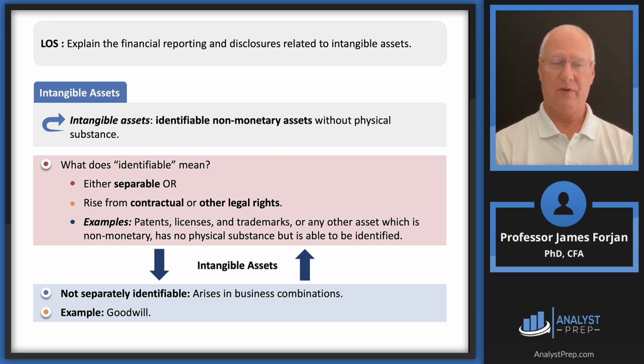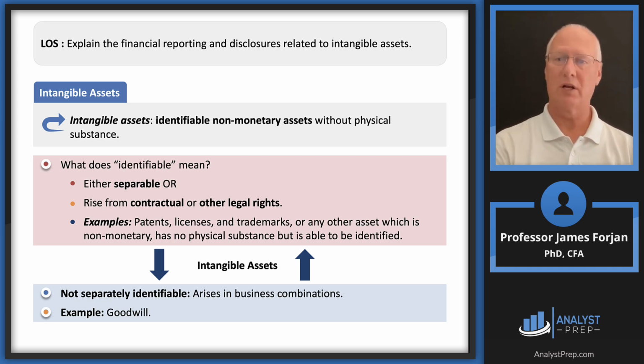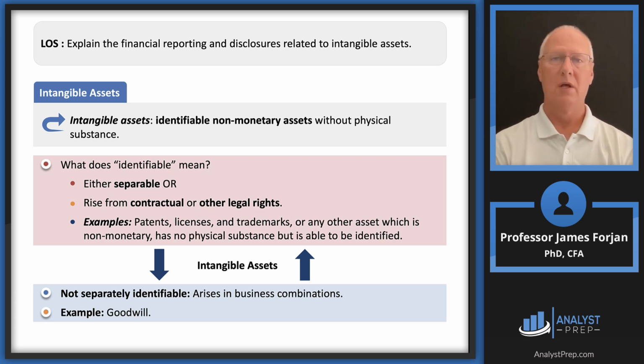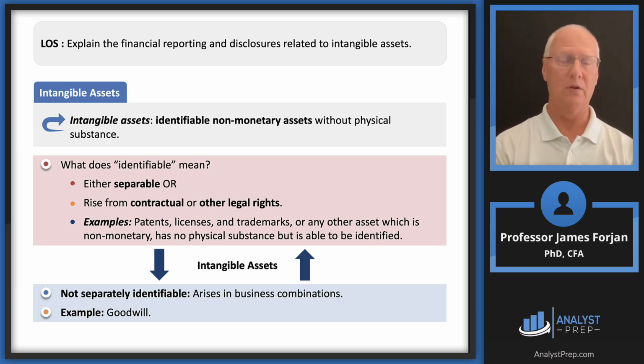Now, the other part of this is that there are some intangible assets that are not separately identifiable, and this is really an accounting treatment of what happens when one company takes over another company. And let's suppose we have a target company that's worth $100, and this acquiring firm comes in and takes over this target company for $100. Well, that's the fair market value. So there's really no goodwill that results from that transaction.